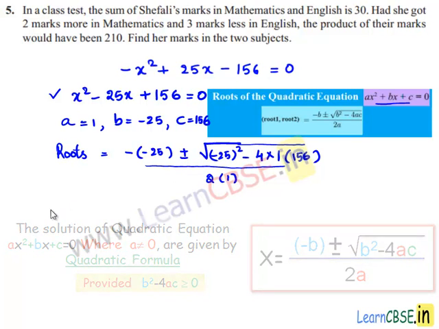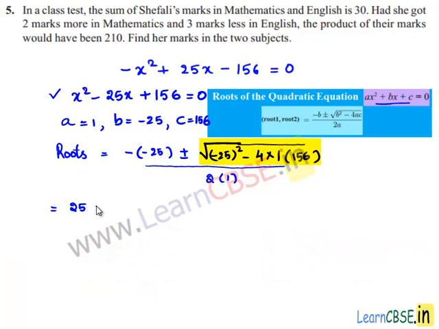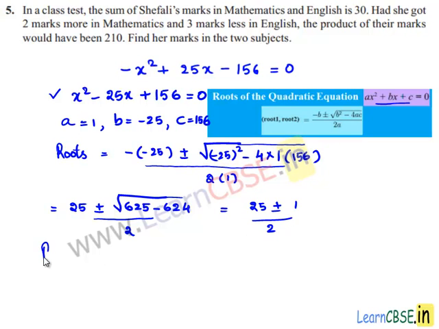So this is equal to 25 plus or minus square root of 625 minus 4 multiplied by 156 is 624, divided by 2. This is equal to 25 plus or minus 1 divided by 2. So the roots can be 25 plus 1 by 2 or 25 minus 1 by 2.